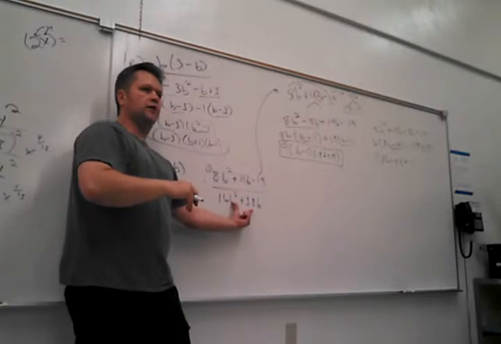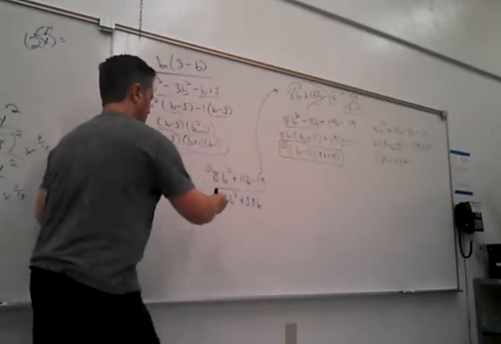And how do I factor the bottom here? Thankfully, it's a little easier. 2b. Yeah, 2b.